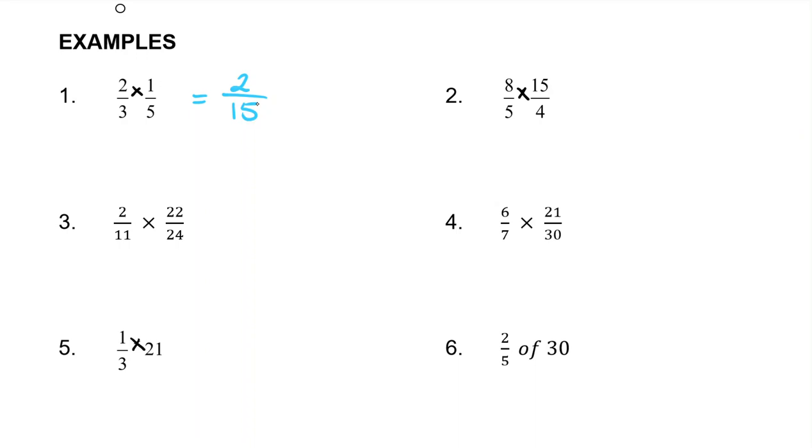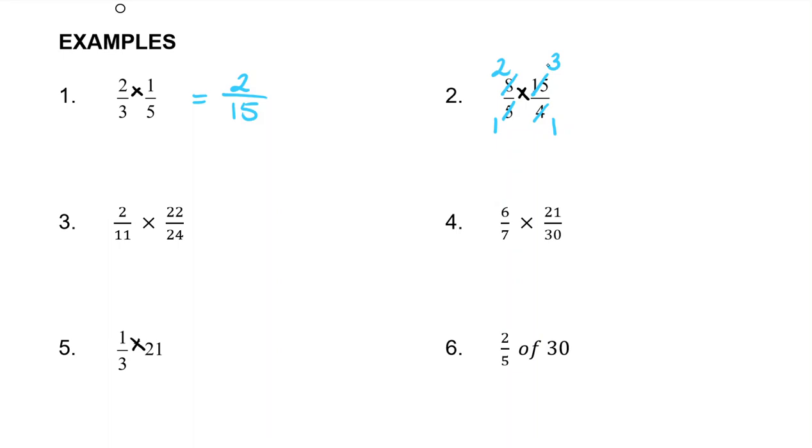Question 2. So let's have a look. I like to check the diagonals first because that's where they usually are. 8 and 4. They can both be divided by 4, the biggest number. So let's divide by 4. 8 divided by 4 goes twice. And 4 divided by 4 goes once. Now check the other diagonal. 5 and 15. Is there a factor there? Yes, what is it? 5. So 5 divided by 5 is 1. And 15 divided by 5 is 3.